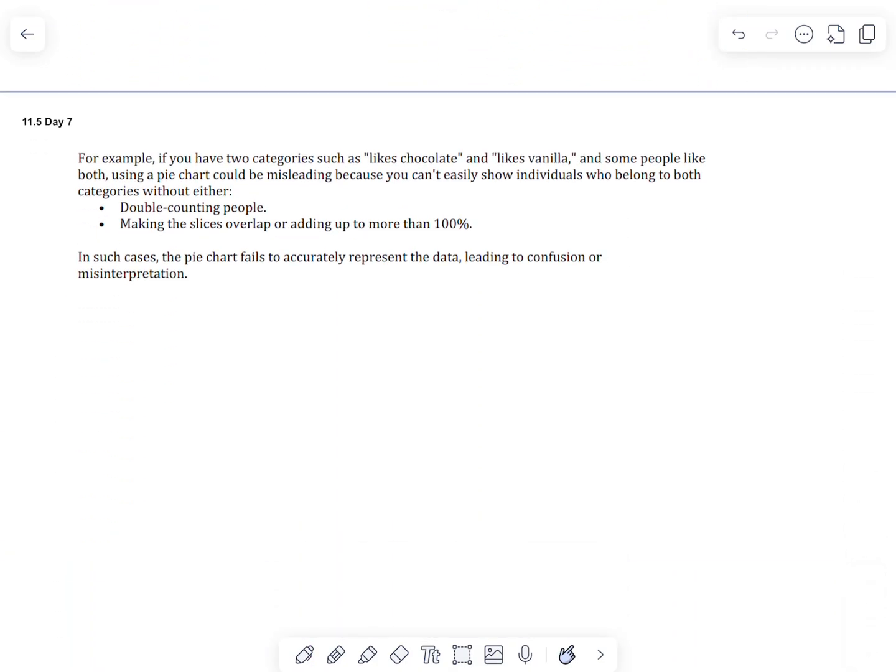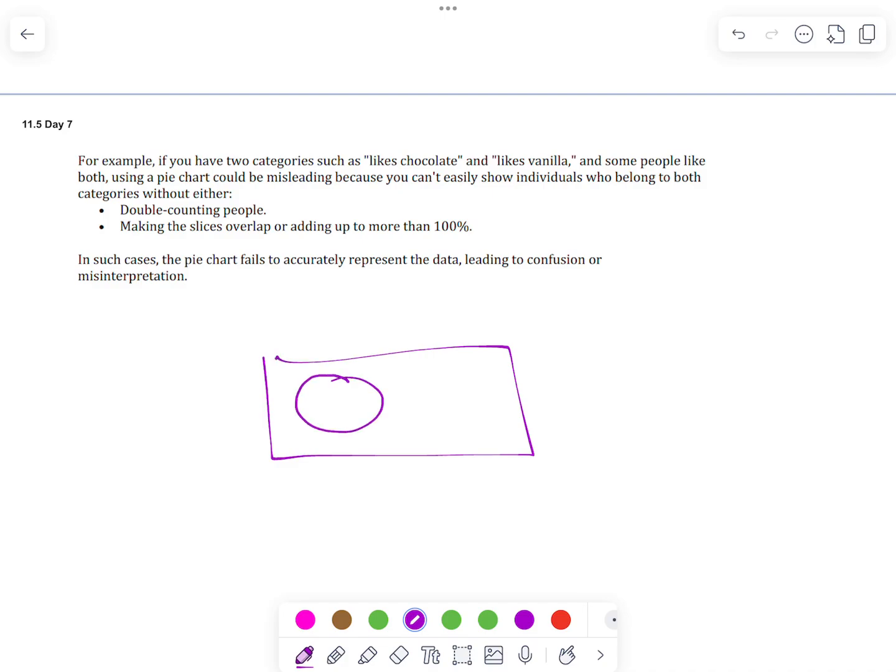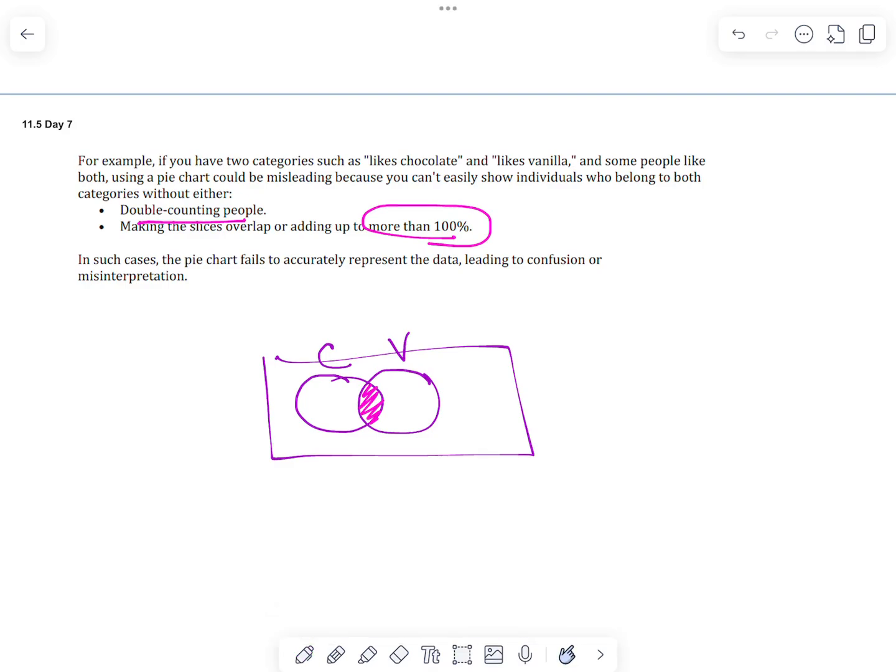If you have two categories such as people who like chocolate, so here's our chocolate people, and those who like vanilla, using a pie chart might be misleading because they might like both. So you're double counting those people. So that'll again add up to more than 100%. So we would not want to use a pie chart for this scenario.